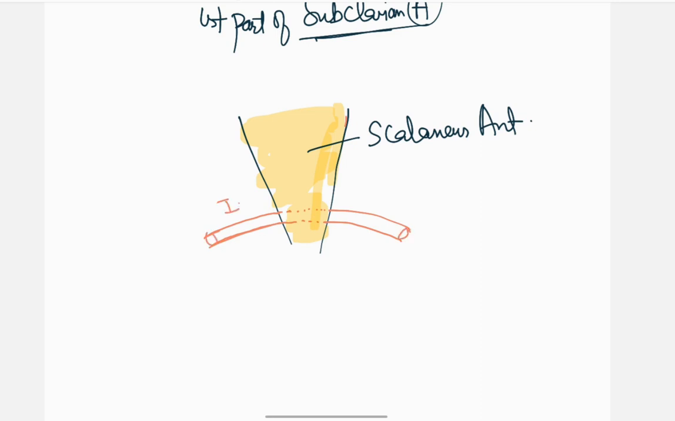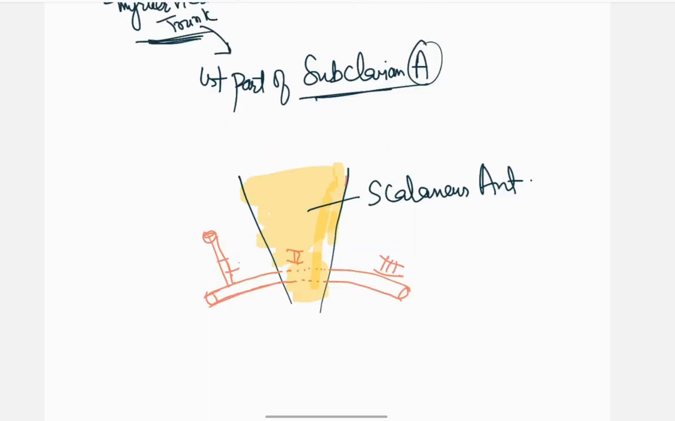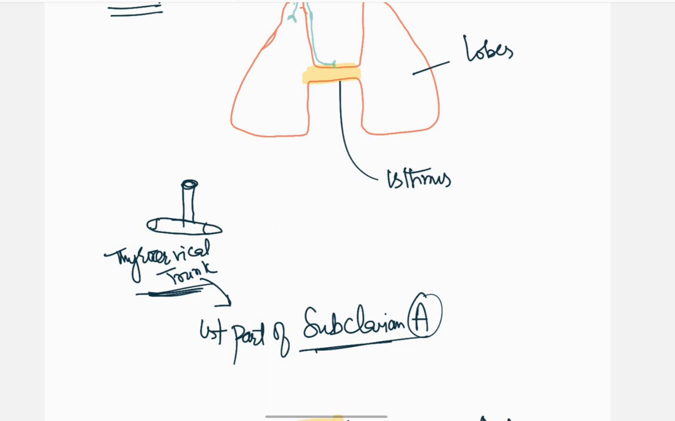This is the first part of the subclavian artery, this is the second part of the subclavian artery, and this is the third part of the subclavian artery. And here we have to relate this to our thyroid gland, and the thyrocervical trunk. It arises from the first part of the subclavian artery here, and we have to discuss it here as the thyrocervical trunk.